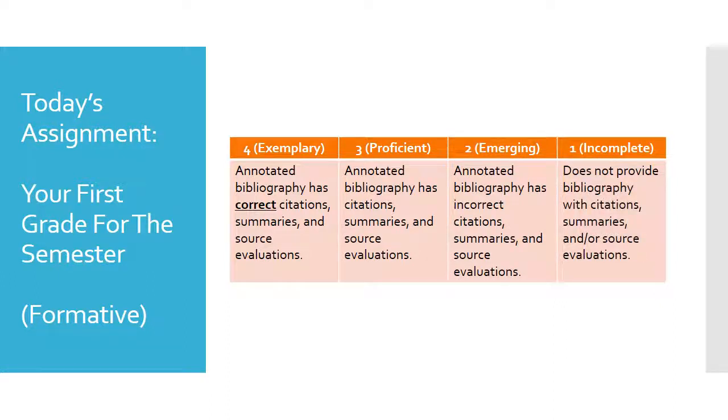A 1 being incomplete means that you don't provide the bibliography with the citations or the summaries or the source evaluations. So if you're turning anything in at all, it's probably really brief. There are probably lots of problems. You're not doing the things that we just talked about.